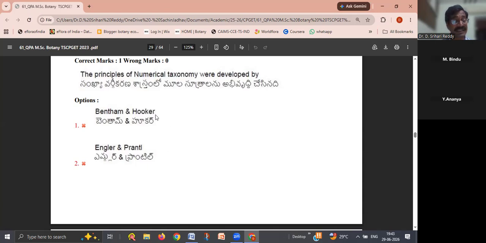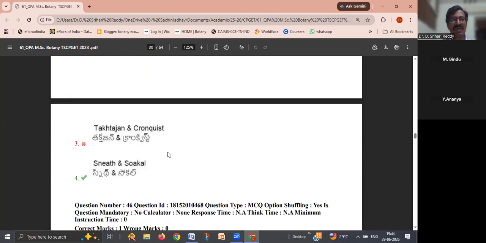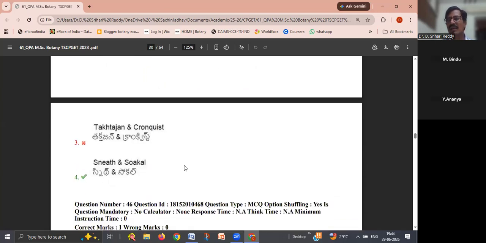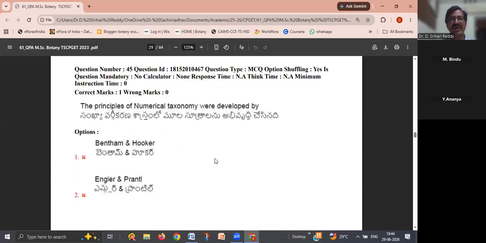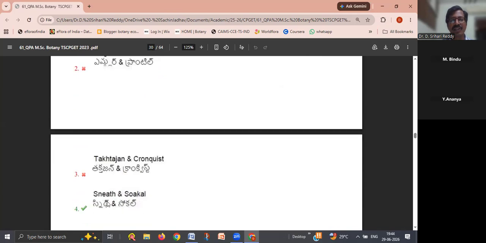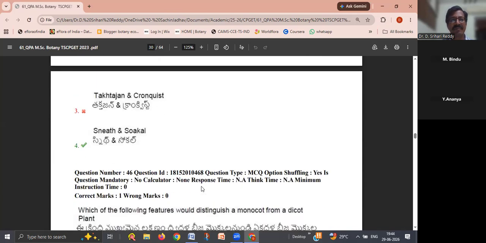One analysis is called cluster analysis. They form dendrograms, cluster analysis, to find out the similarity index. How much is it similar? It is a quantitative measure. So Sneath and Sokal, they both developed this numerical taxonomy. Sneath and Sokal, you should remember that name.